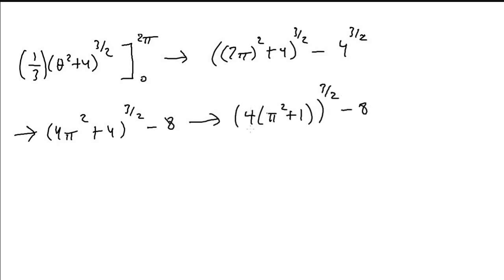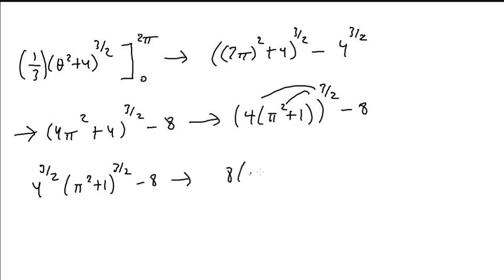minus 8. But since these two are being multiplied, I can distribute the 3/2 power to both. And so then I get 4 to the 3/2 times pi squared plus 1 to the 3/2 minus 8. 4 to the 3/2 is obviously 8. So we'll get 8 times pi squared plus 1 to the 3/2 minus 8. And once again, we had the 1/3 out front, so we got to include that now.